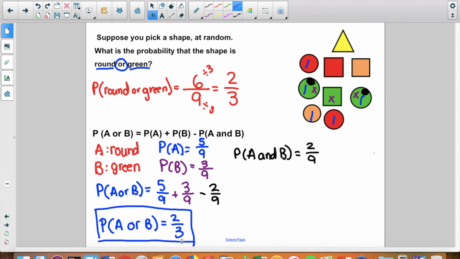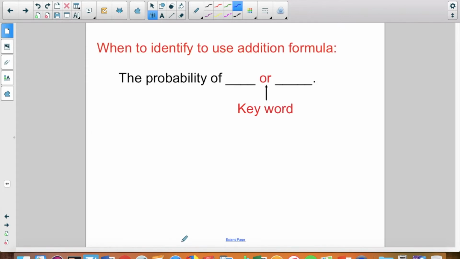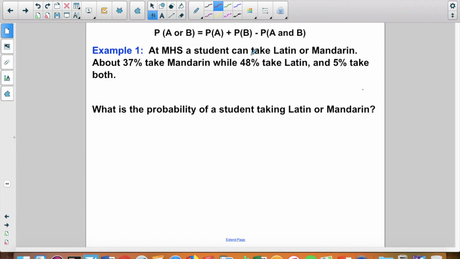So moving on, before we get to some problems, the way to identify this is the keyword of or. So now let's get to some examples.